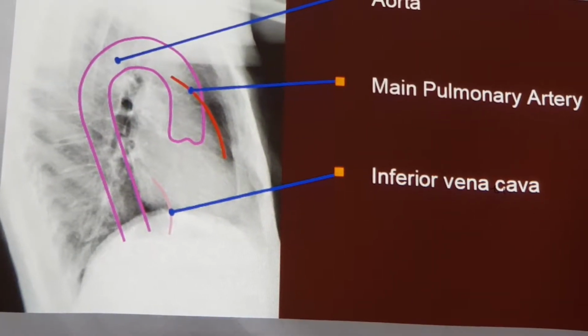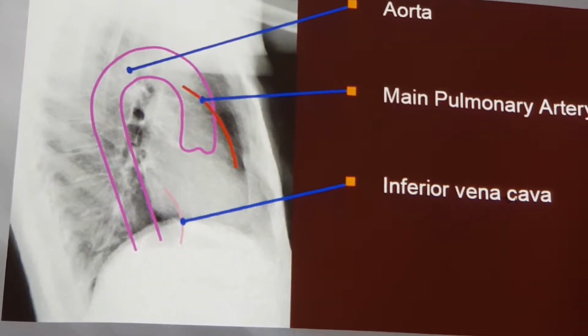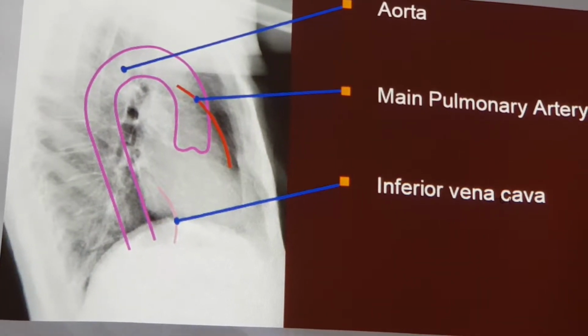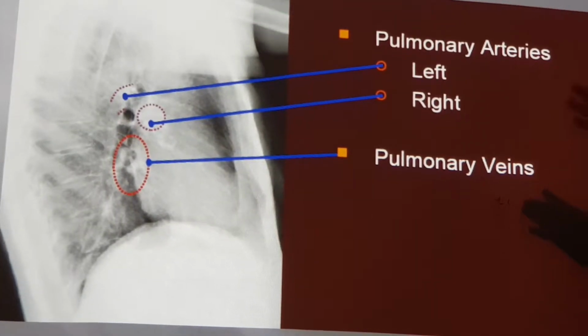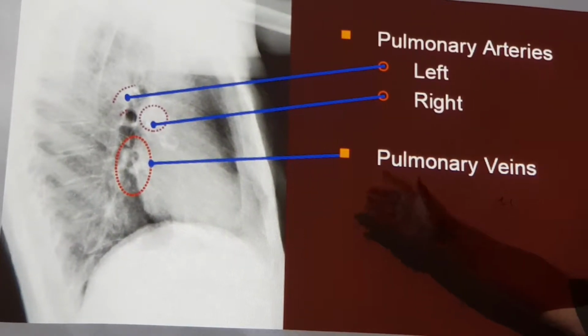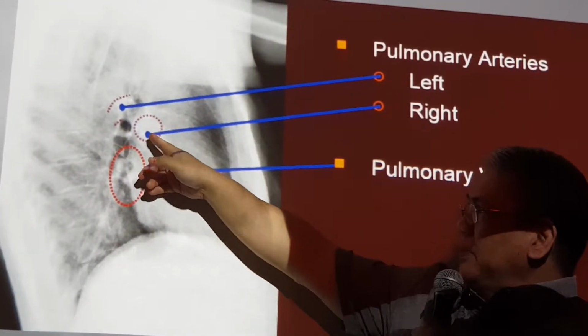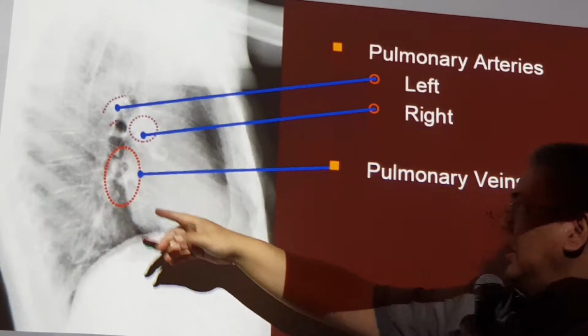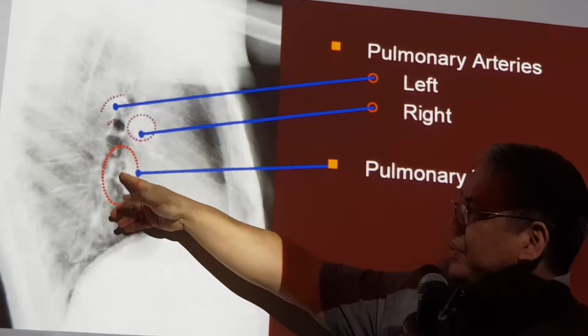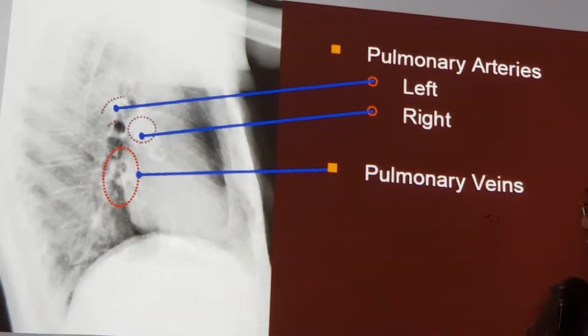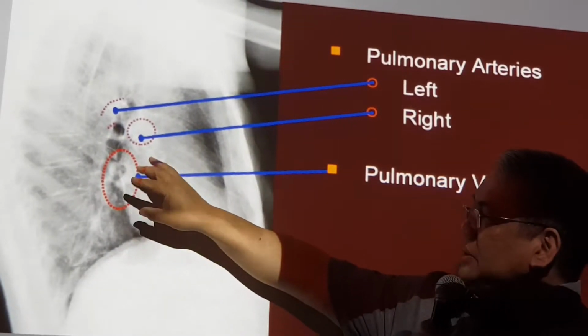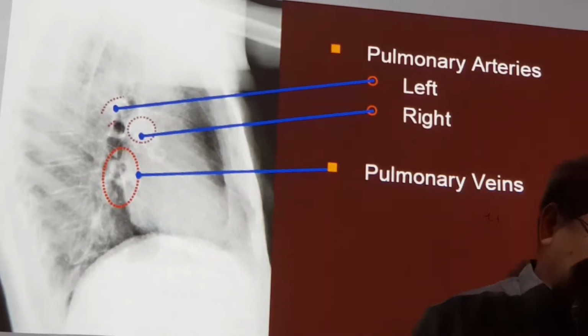And remember the outflow tracts: your aorta, main pulmonary artery, and inferior vena cava. On the lateral view, this is the location of your left main pulmonary artery, and this is the area of your right main pulmonary artery. This is what we call the pulmonary vein confluence. We see the crowding of vessels there. Those are actually pulmonary veins that drain into the area of your left atrium.